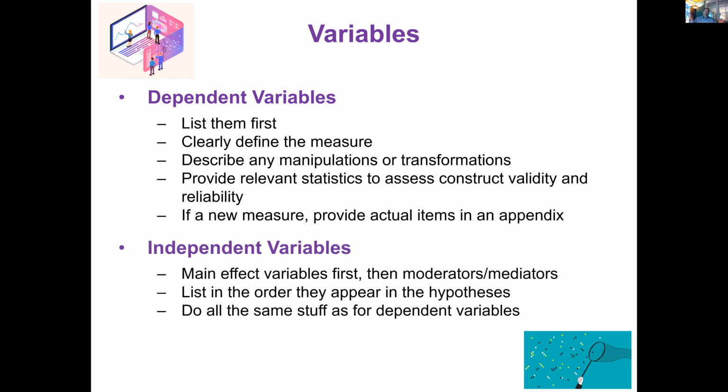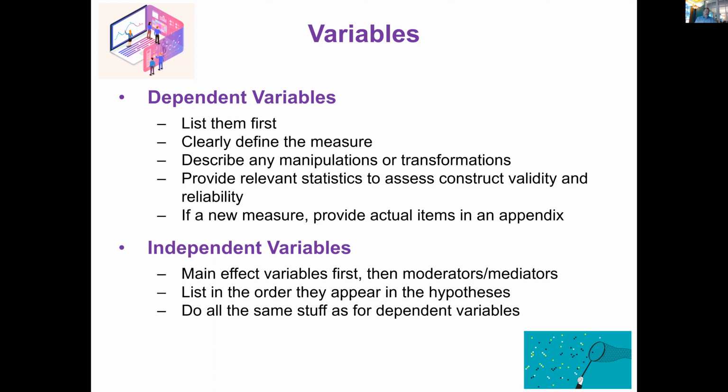After we listed all the dependent variables, I typically do them in the order in which they appear in the hypotheses if you have more than one dependent variable. Then we want to list the independent variables. And again, I would list them in the order in which they show up in your hypotheses. And I list the main effects first, and then I list moderators or mediators.